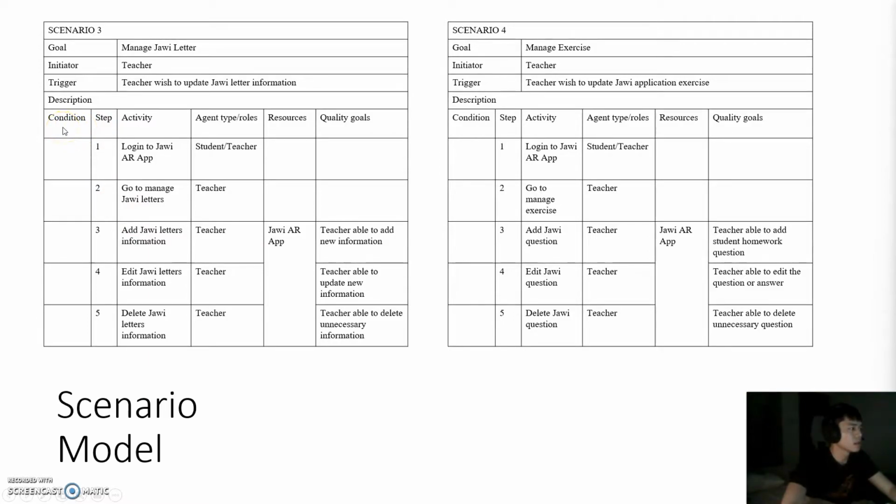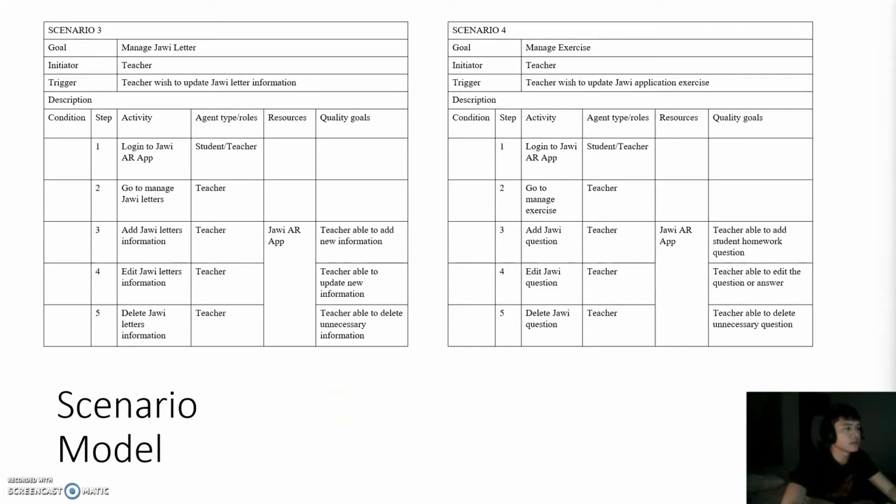Initiator is the teacher. Trigger, teacher wish to update Jawi letter information. First step, log into Jawi AR app. Second step, go to manage Jawi letters. Third step, add Jawi letter information. Fourth step, edit Jawi letter information. Fifth step, delete Jawi letters information.